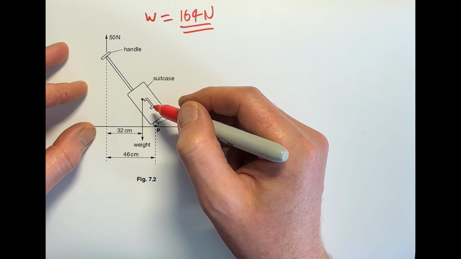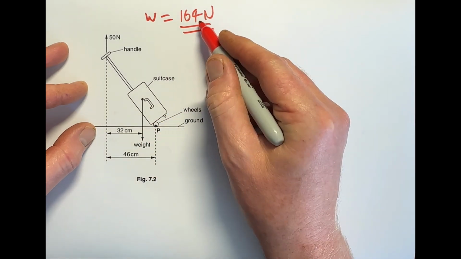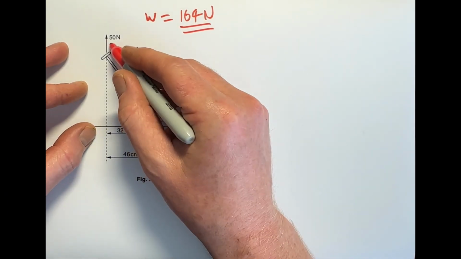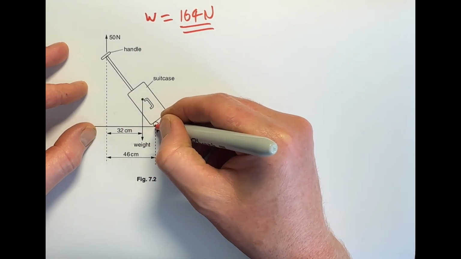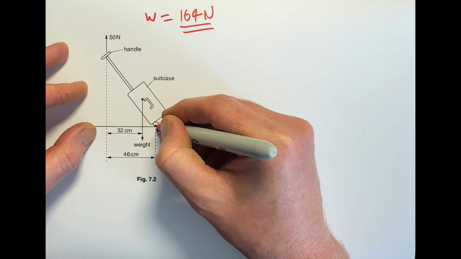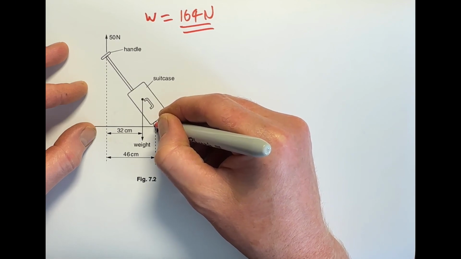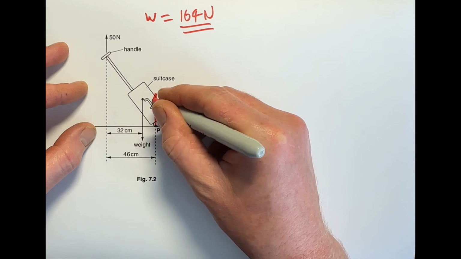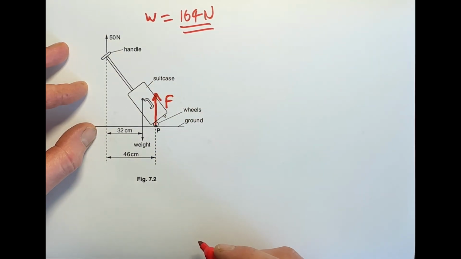It's in equilibrium. And we know that there's a downward force of weight acting, which is 164 newtons. We worked that out previously. We know that there's a 50 newton upward force acting on the handle. Now, sometimes you'll be asked in a question to work out what force is being applied at the pivot. Well, we know that at the pivot point, there must be an upward force acting on this suitcase, okay? An upward force F acting on this suitcase.